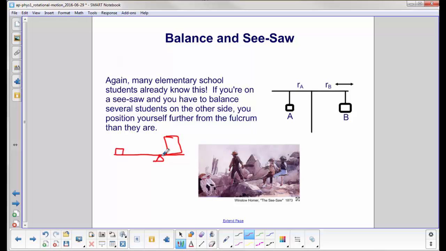You know that you want to be further away from the fulcrum than the big kids. So here's the seesaw. Most of the time they're the same length. So you want the bigger kids closer to the fulcrum. You can then lift them up and stay balanced.